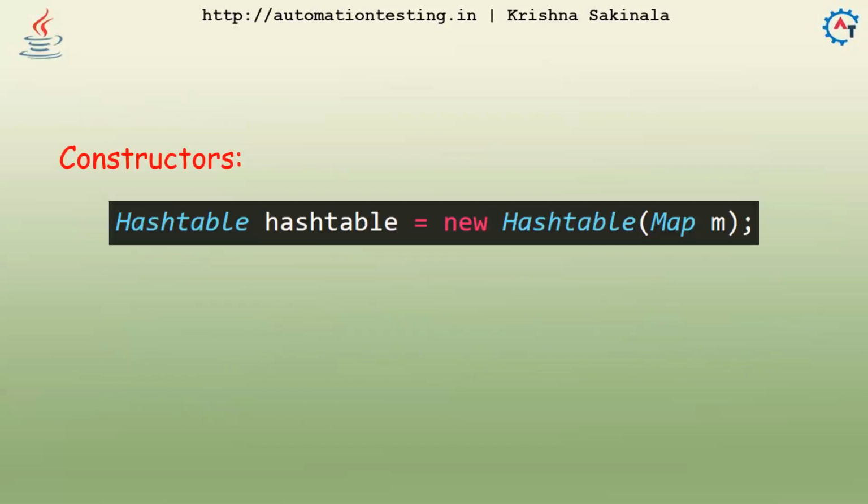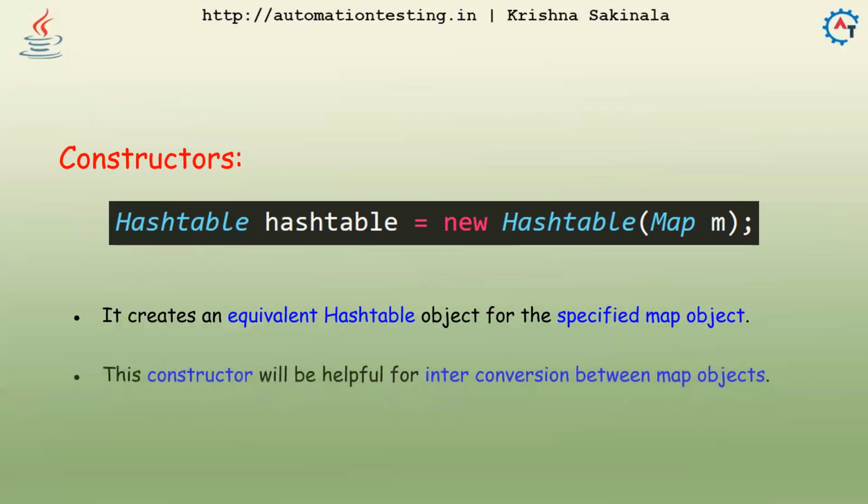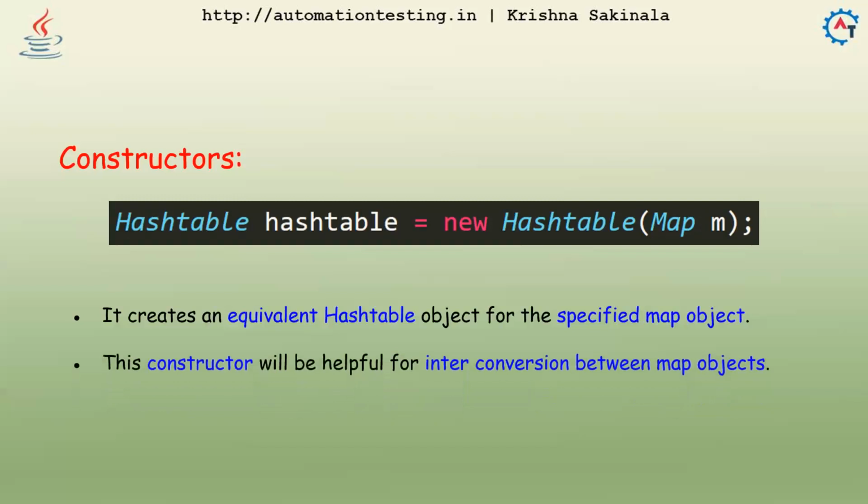The last one is Hashtable h = new Hashtable(Map m). It will create an equivalent Hashtable object for the specified Map object. What is the use of this? This constructor is helpful for interconversion between map objects. These are all four constructors available in Hashtable.